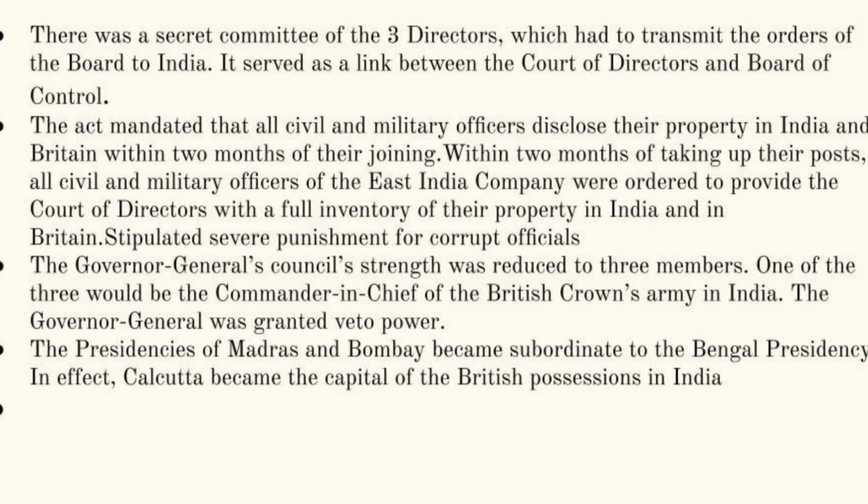There was severe corruption by the company officials. This act mandated that all civil and military officers should disclose their property in India and Britain within 2 months of their joining. Corrupt officials were given punishment. The Governor General's Council had 4 members earlier. Now it was reduced to 3 members and the Governor General was given the veto power. One of the 3 members would be the Commander-in-Chief of the Crown's Army in India. The Madras and Bombay presidencies became subordinate to the Bengal presidency. In short, Calcutta became the capital of British possessions in India.